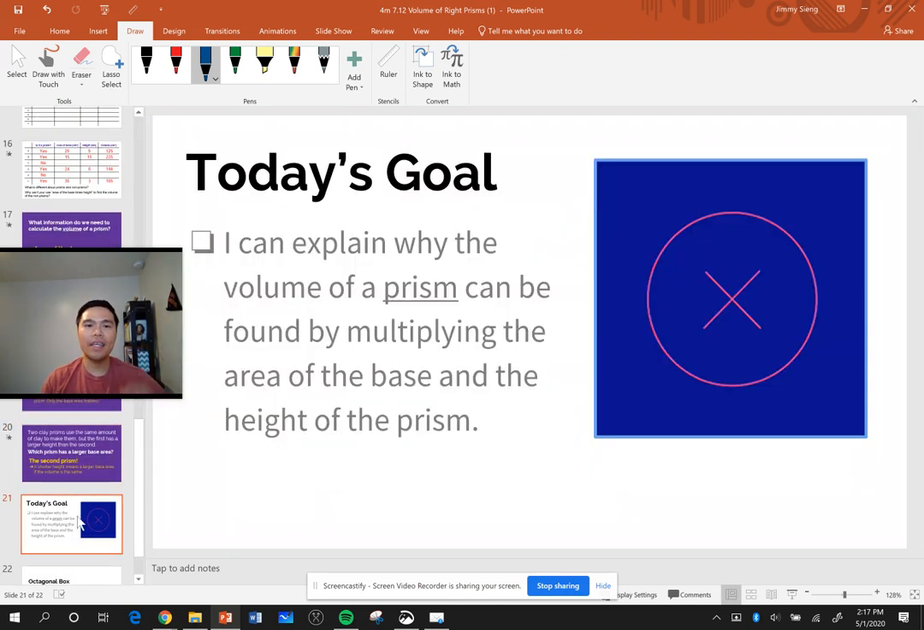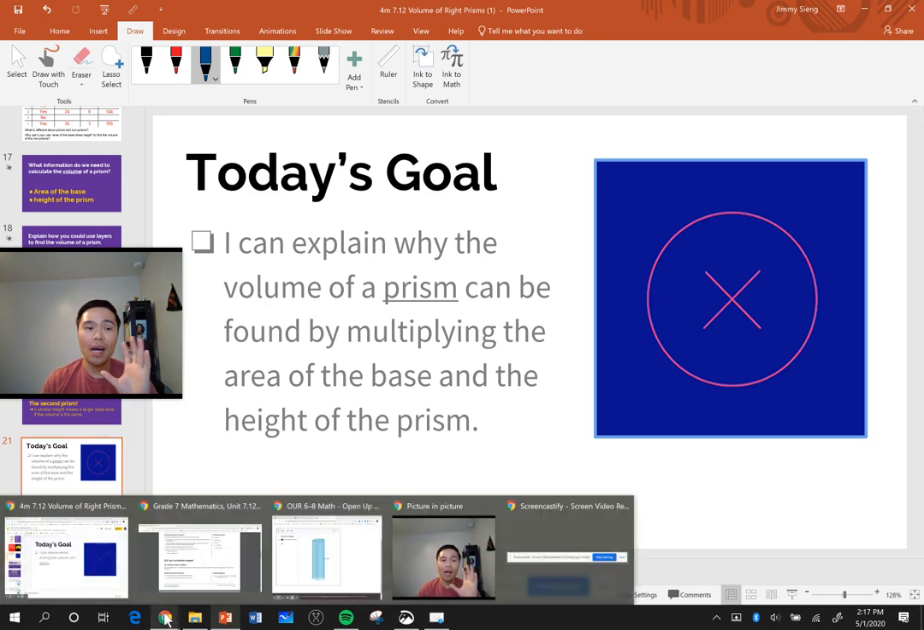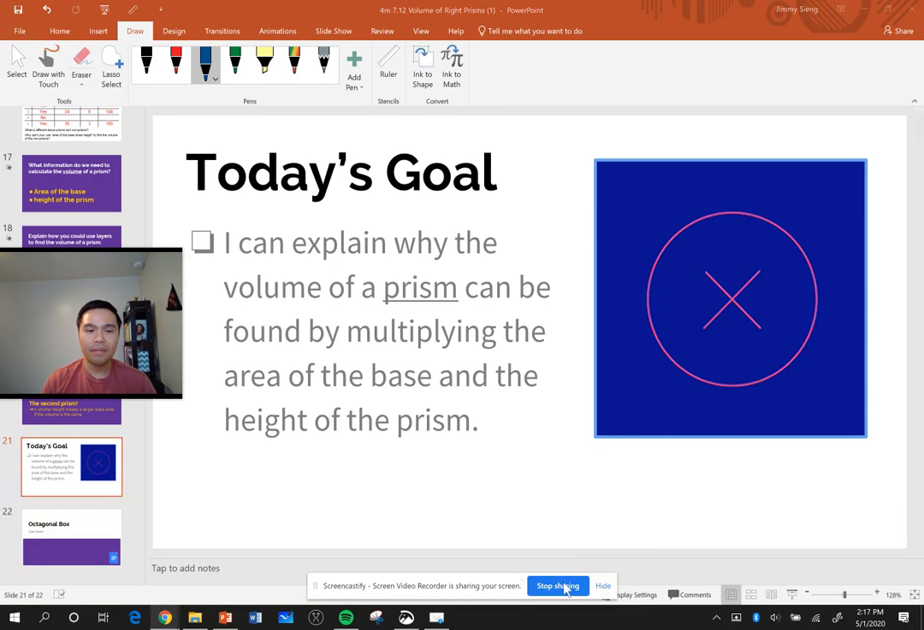So what you learned today is to explain why the volume of a prism can be found by multiplying the area of a base and the height of a prism. And again, tomorrow there'll be a learning activity. But today, just take it easy. Tell me what you learned. Again, pause this video if you get stuck on things. This is kind of getting hard, isn't it? But other than that, have a great day.